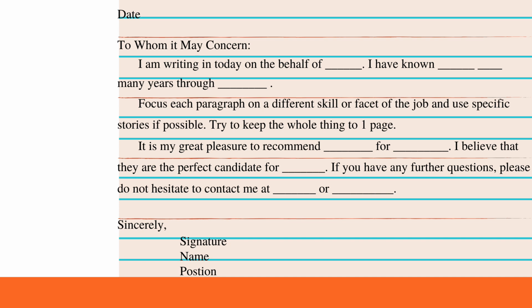And then your first paragraph is going to say something like, I'm writing in today on behalf of this person. I have known this person for however many years and how you know them. So this is where you set up why you are a good person to be writing this letter of recommendation. So what qualifies you to talk about this person? And that's the only thing that would be in that first paragraph.